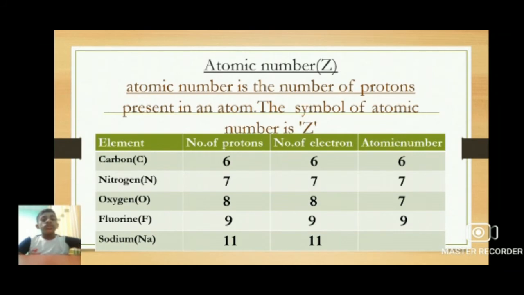Now we identify sodium, that is denoted by Na, the number of protons is 11 and the number of electrons is 11, atomic number also 11. When we study this table, we can identify that the number of protons in a nucleus and the number of electrons that move around the nucleus are equal.